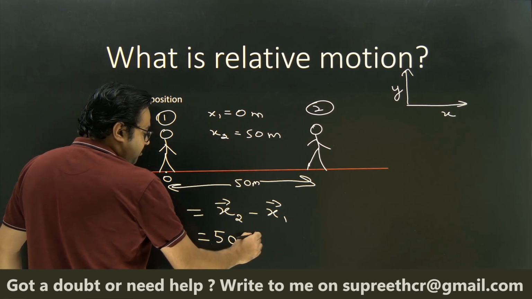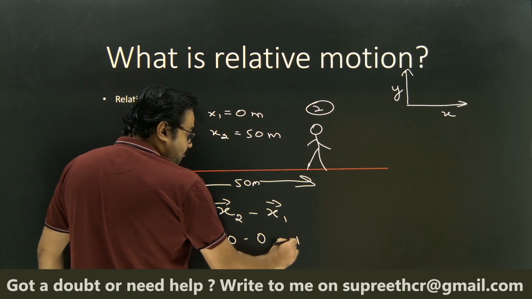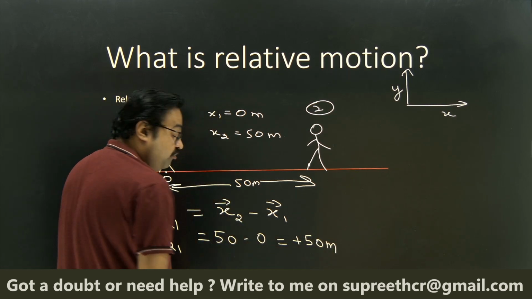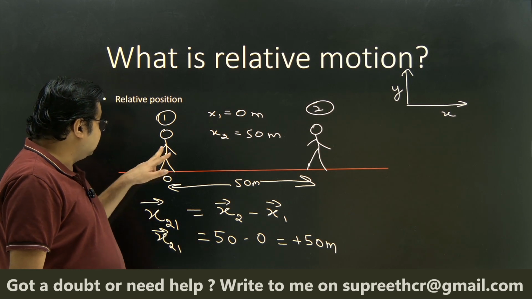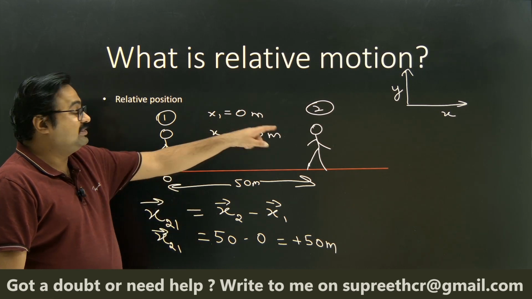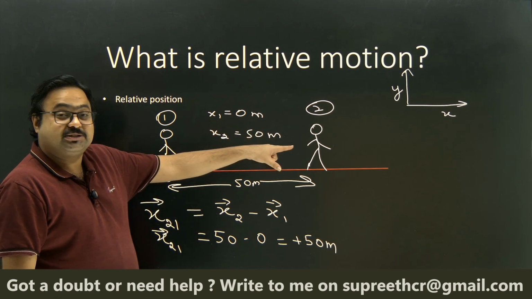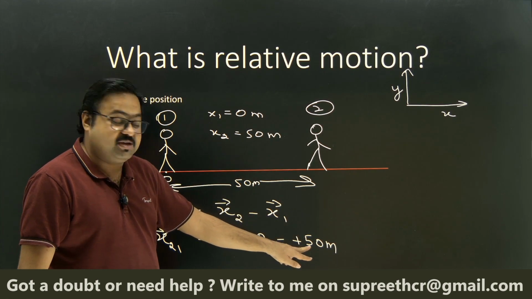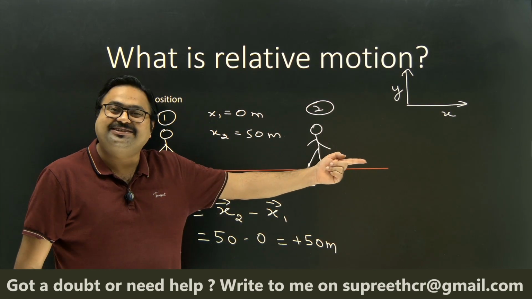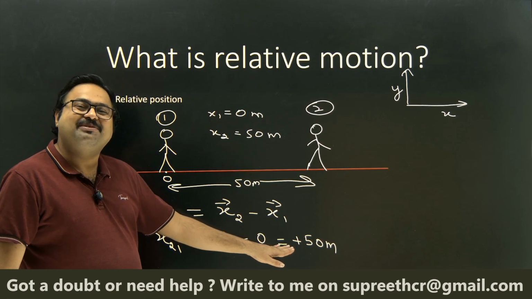It's 50 minus 0. The answer is plus 50 meter, which means that when the first person looks at the second person, then the second person appears at a distance of 50 meter in the positive x direction. That's what this plus sign basically means.